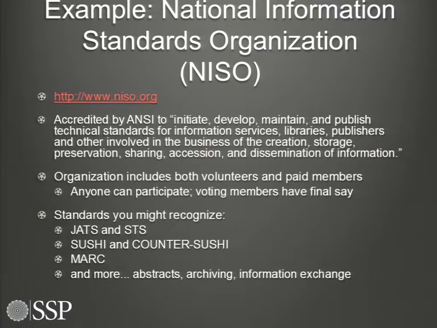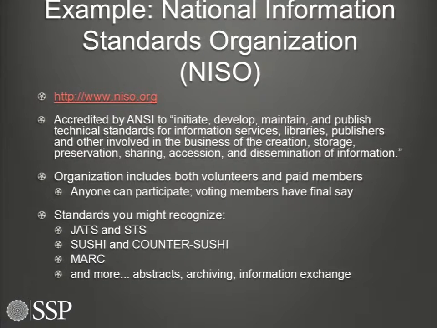So let's talk about some examples of standards organizations that directly or indirectly touch on the publishing community. There's the National Information Standards Organization called NISO. This is a nonprofit accredited by the American National Standards Institute, which doesn't mean it's about American standards. Representatives from organizations around the world and other national and regional standards organizations participate in developing these standards.